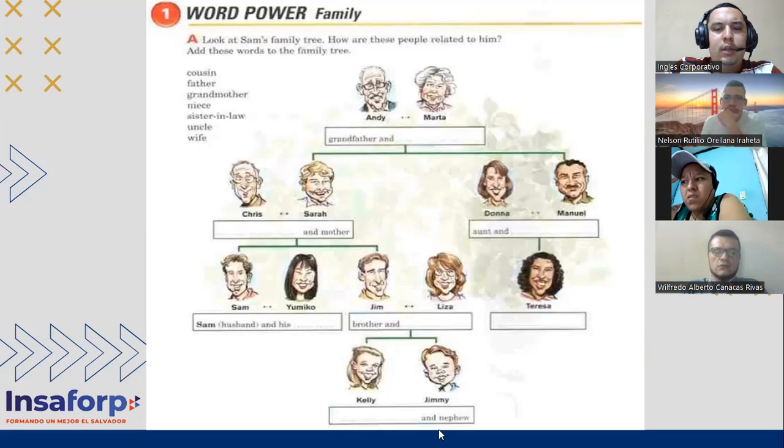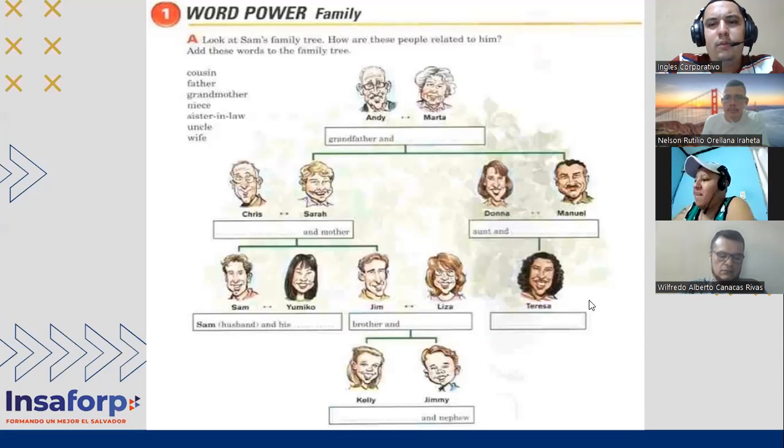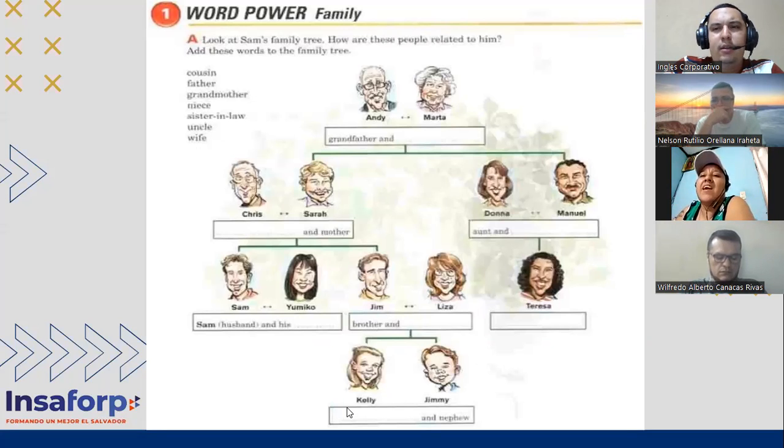We need to use niece because here we already use wife, uncle, sister-in-law, niece, grandmother, father, and cousin. Or just indicate that they use cousin for Teresa and niece for Kelly. It's very weird, but both of them, Kelly and Teresa, are girls, right? And cousin, I think, is for both. I'm not really sure, and I don't know what context the person who created the family tree wants to apply here. Okay, let's see.